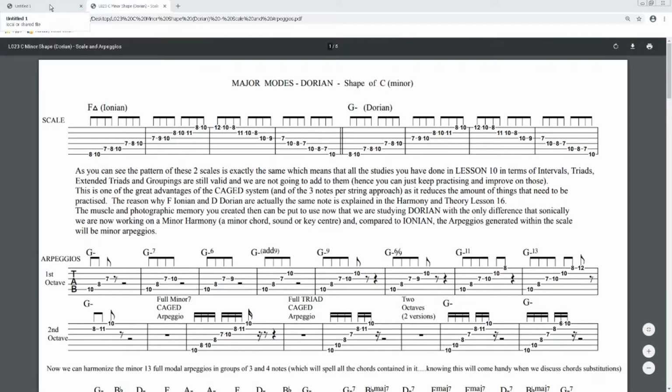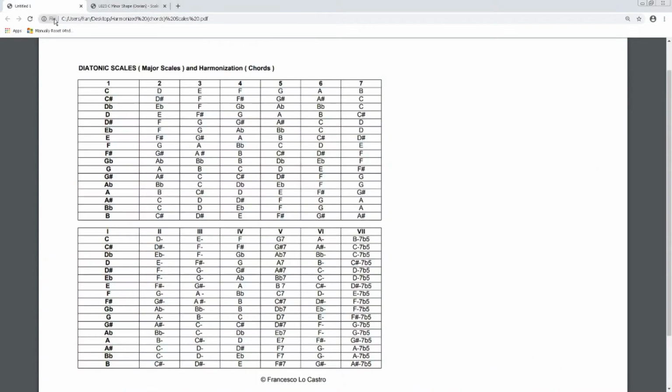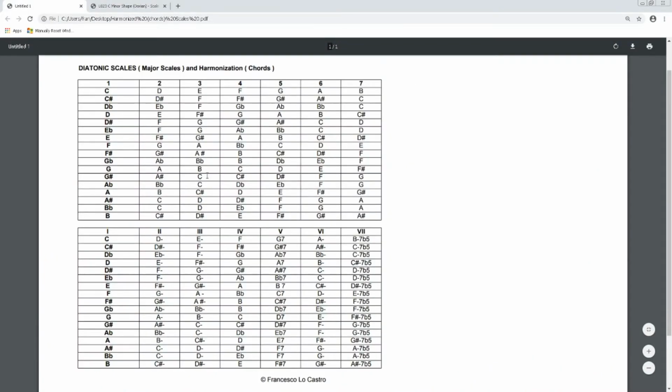If you've not done the harmony and theory lesson, which was lesson 16, I'll briefly show you why I'm saying G minor and F major are kind of the same thing. This is a chart that you find in lesson 16, and we're now studying Dorian, so we're studying chord number 2, okay? And if I look at where G minor is, you can see that if G minor is number 2, F is number 1, and that's why the notes are the same, and that's why the scale looks exactly the same.